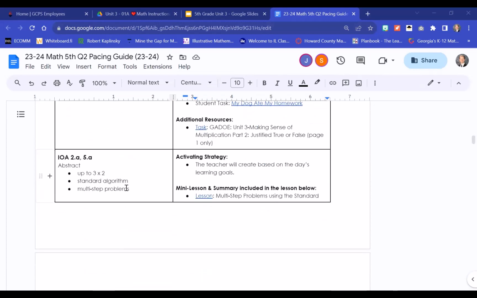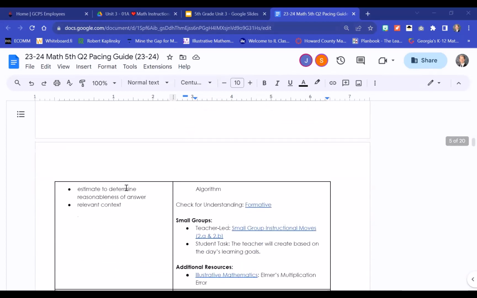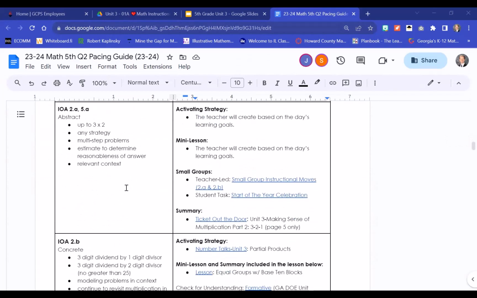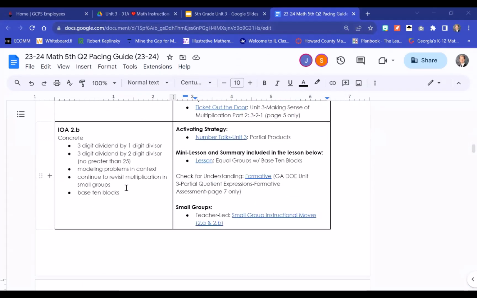Though the learning progression is linear, students should ultimately choose a strategy that makes sense to them based on the problem they are solving. Unit 3 will then shift to IOA 2B and whole number division for 7 given instructional days. The learning progression for this IOA opens with a concrete exploration of the concept of equal groups using base 10 blocks.